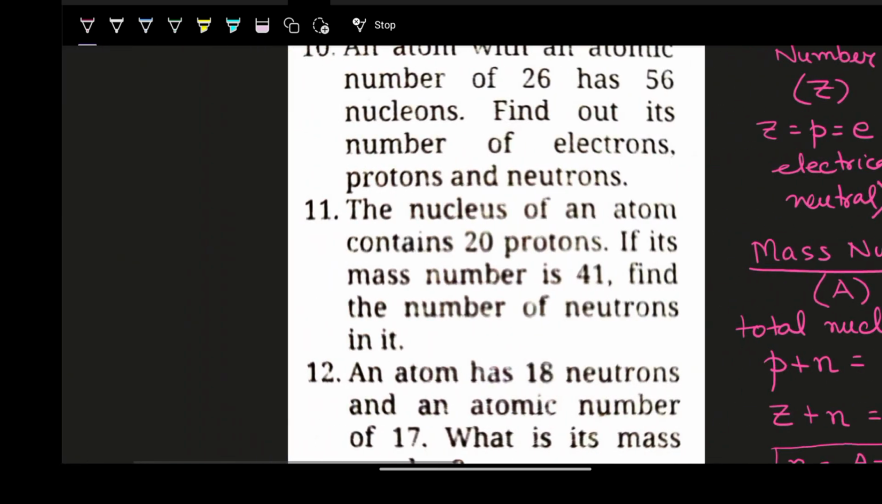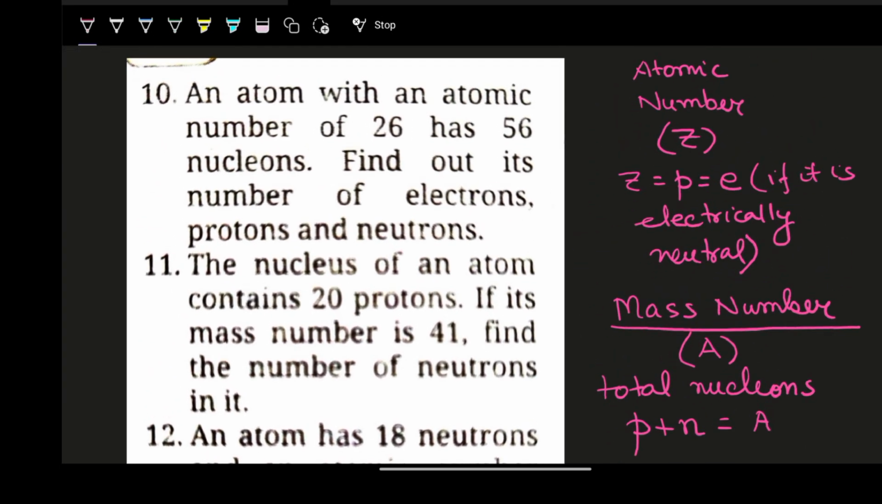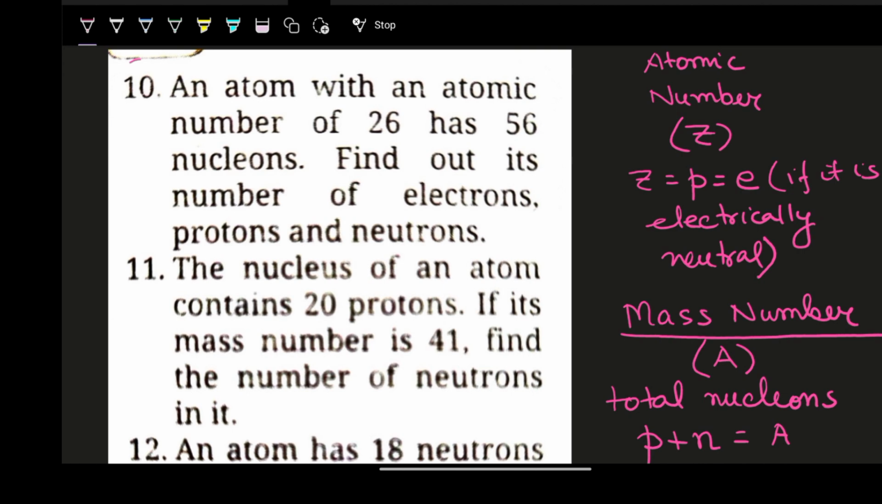After this, let us try to solve these three to four questions which are there in your NCERT textbook. Let us see question number 10. An atom with an atomic number of 26 has 56 nucleons. When I say nucleons, remember it is P plus N, and Z is always equal to the number of protons present. Find out its number of electrons, protons and neutrons.